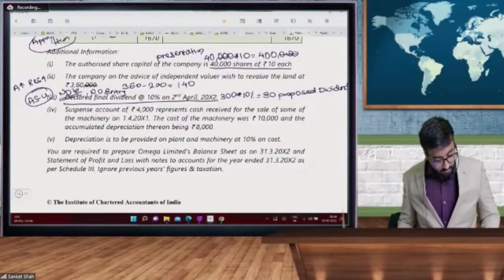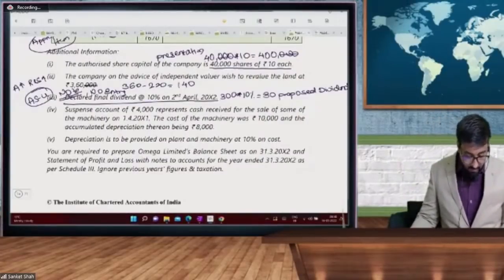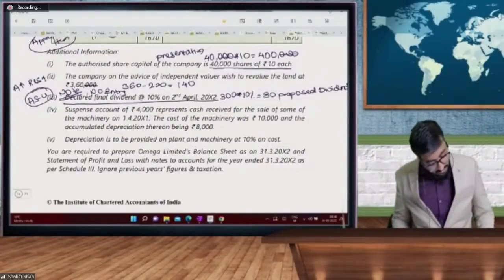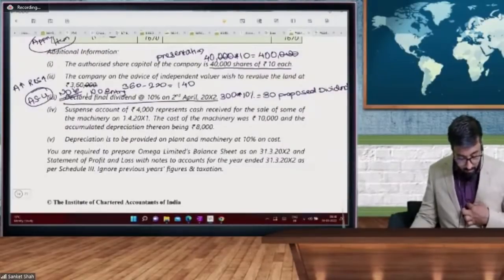Afrin, there is no entry for this. We have to mention it in the notes. Very good. Only disclosure is required. Vimal Kumarji, Matanjali ji, we understood, sir, that proposed dividend can't be recorded in the financial statement. It is disclosed only in the footnote as per AS 4. Very good. Matanjali mentioned AS 4 also. Yes, many students answered it.